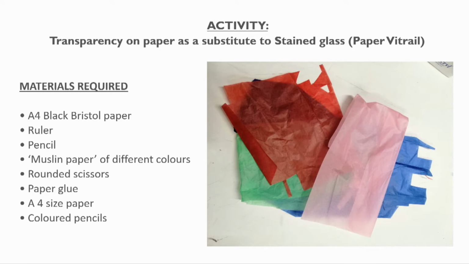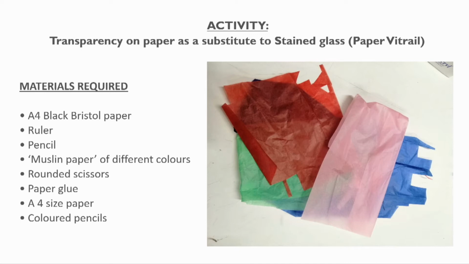Dear students, now that we have completed our visit into some of the local churches, let us work out an activity on stained glass. We will need A4 black Bristol paper, ruler, pencil, muslin paper of different colors, rounded scissors, paper glue, A4 size paper, colored pencils.